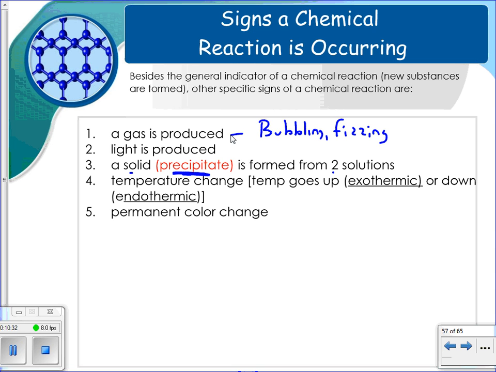Temperature change. Temperature goes up: exothermic, energy was released. If the temperature goes down, it's endothermic. Right? And then the permanent color change.